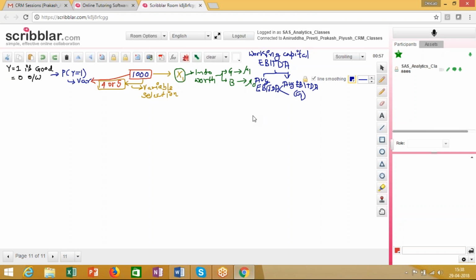Average EBITDA for the bad borrowers. Right. So over here, what we have is working capital EBITDA. Over there, what we have is two groups: good borrowers and the bad borrowers. Now, if EBITDA actually has the capacity to distinguish between good and the bad borrowers, then when will it happen?